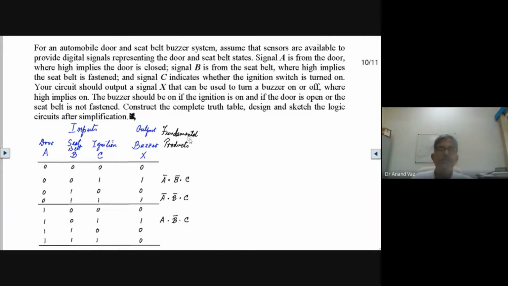Now using these fundamental products, we should be able to formulate a sentence, a Boolean sentence.